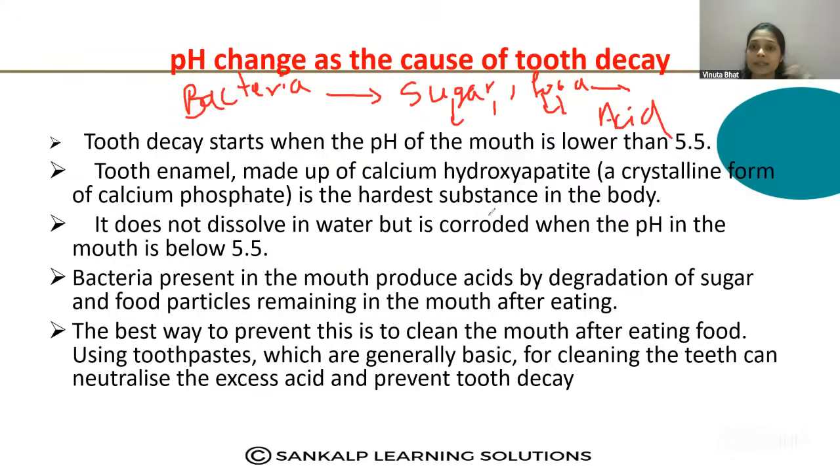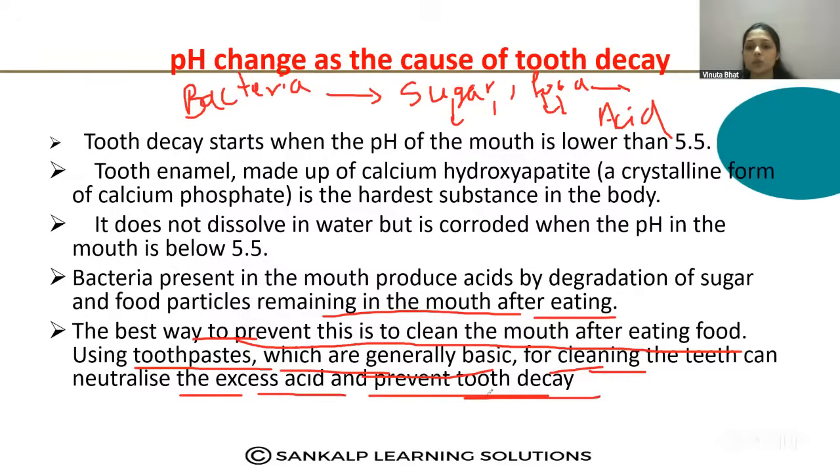Because of the degradation of food particles or sugar, acids are produced there. The best way to prevent this is to clean the mouth after eating the food, using toothpaste, which is generally basic, meaning it is a base. Cleaning the teeth can neutralize the excess acid and prevent tooth decay.